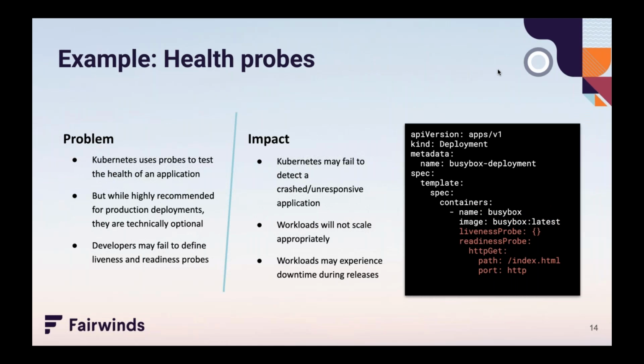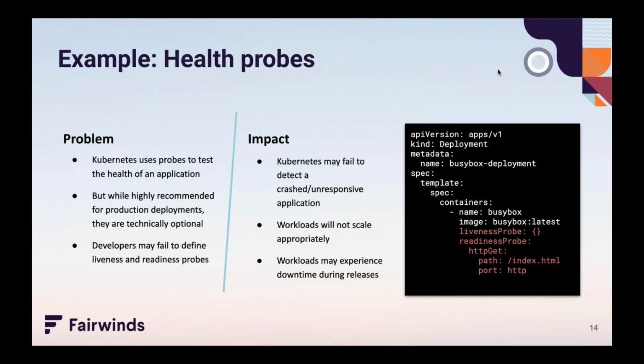Another thing at the deployment level is health probes. This is basically how Kubernetes checks to see if your application is alive and ready to start serving traffic. This is an optional piece of configuration, and so it's often neglected. It's very important that Kubernetes has this information in order to be able to scale workloads up and down appropriately, in order to detect if a workload has gotten into a bad state and is no longer healthy, and to be able to roll out new deployments in a way that doesn't cause downtime.